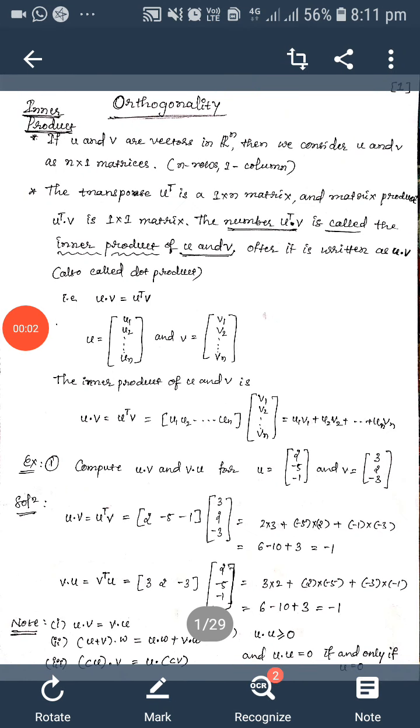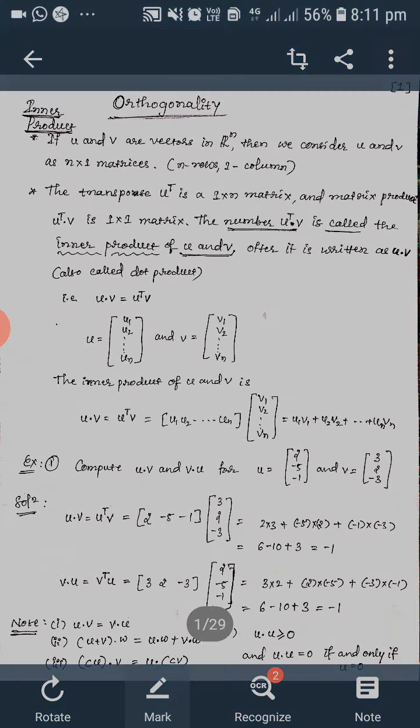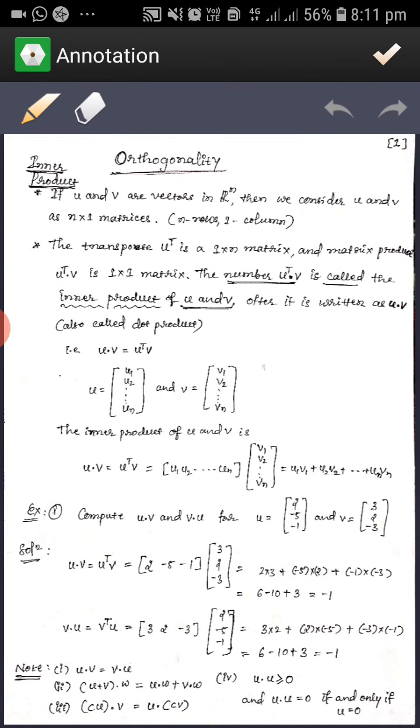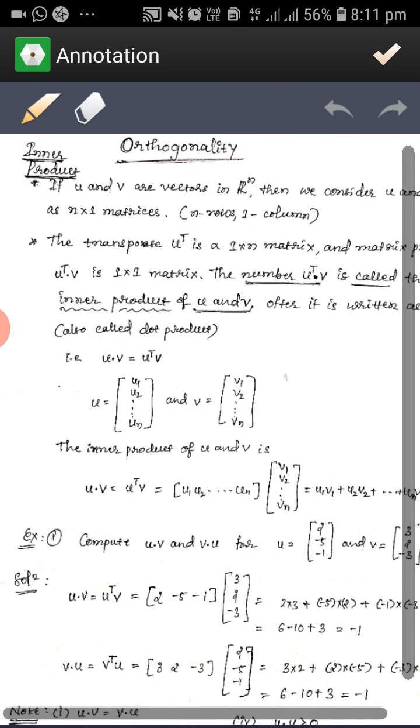Today we will see the next chapter in vector spaces, that is orthogonality. In orthogonality, we will start with the inner product, the inner product of the vectors.